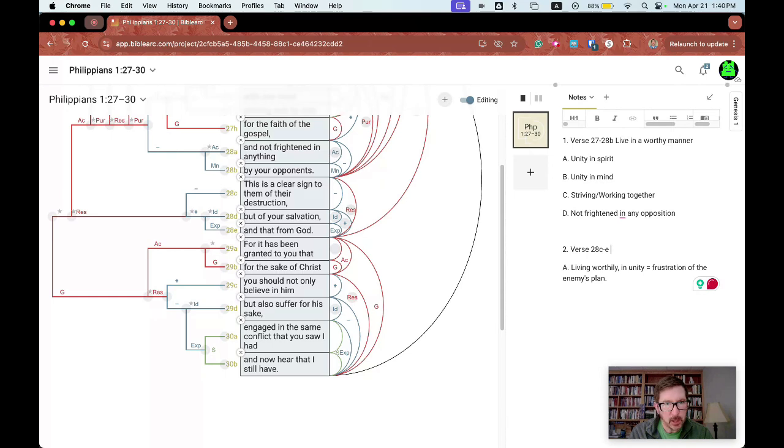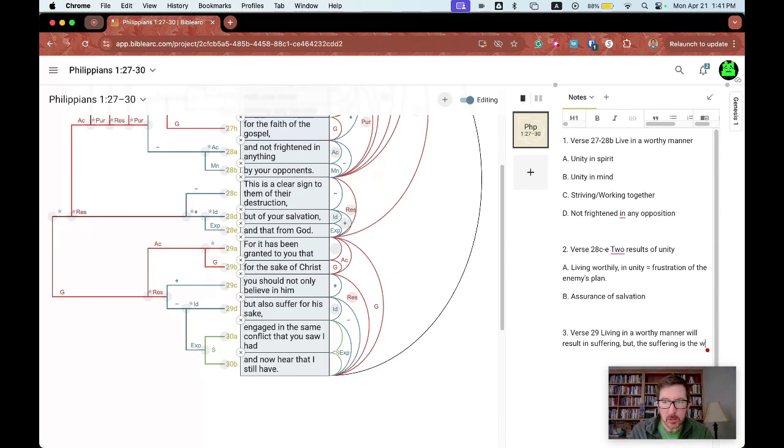What would we title this as? Number 2, results of unity. Frustration of the enemy's plan and assurance of salvation. Now, verse 29, we could say that true living in a worthy manner will result in suffering, but the suffering is the way of success.